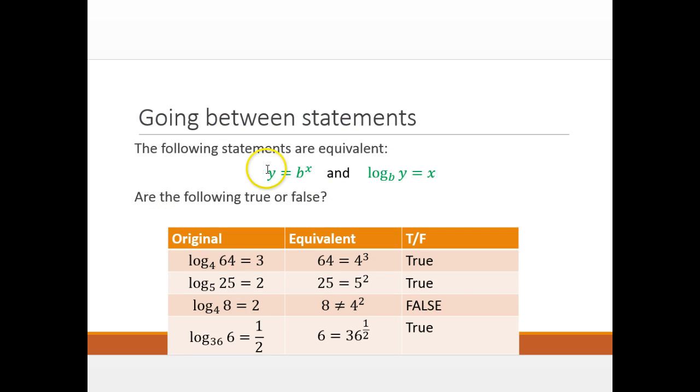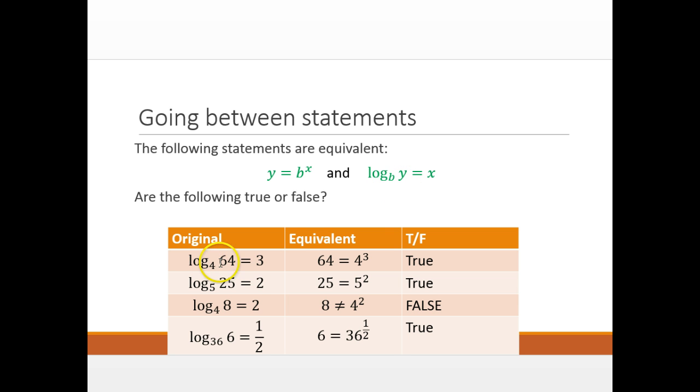Let's see how this works. Let's switch between statements. I have y equals b to the x and log base b of y equals x. This is just switching between equivalent forms. We call the b our base in this case, and b is the base here as well.